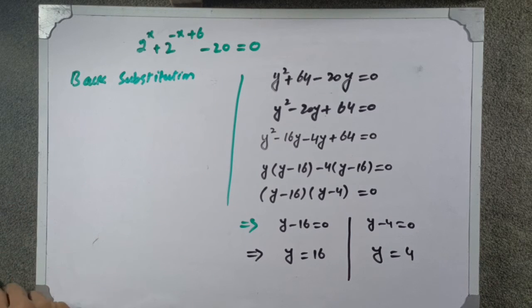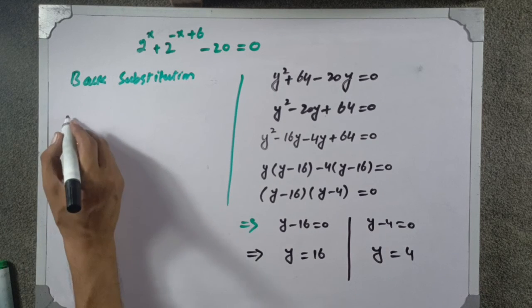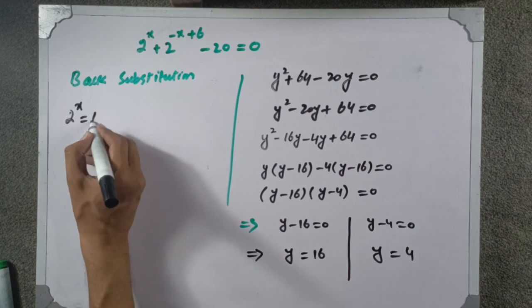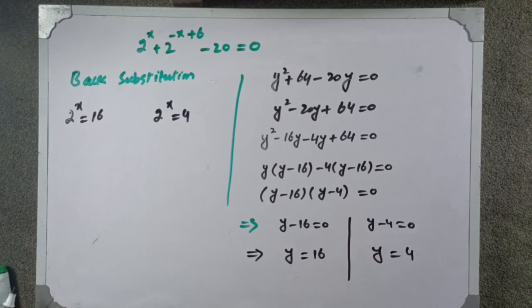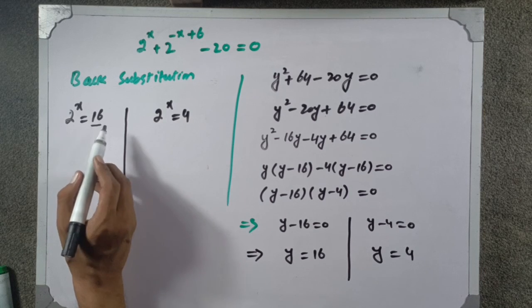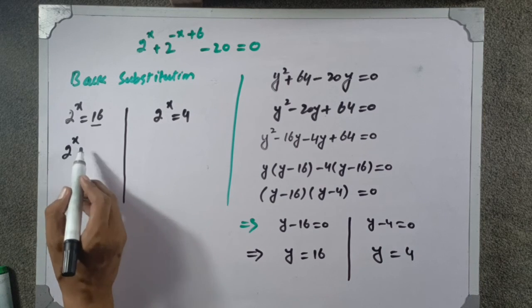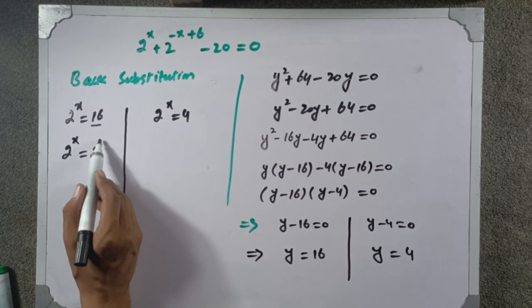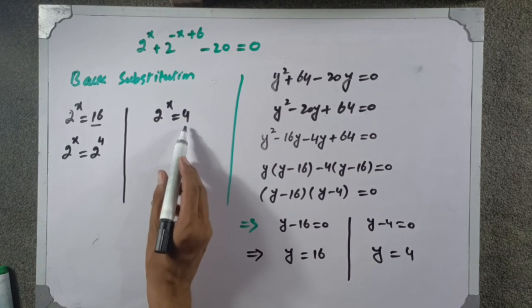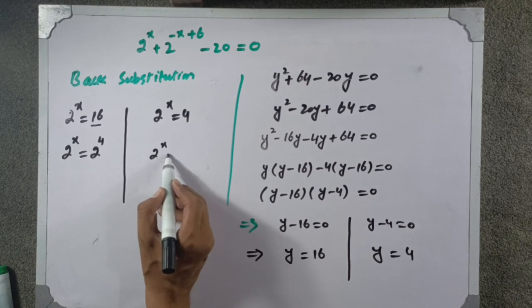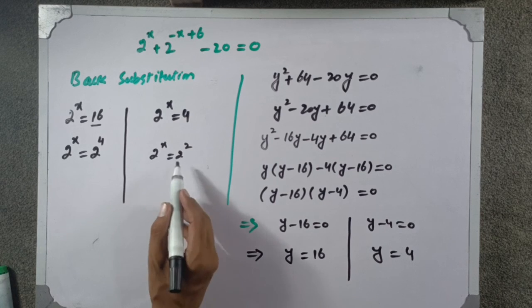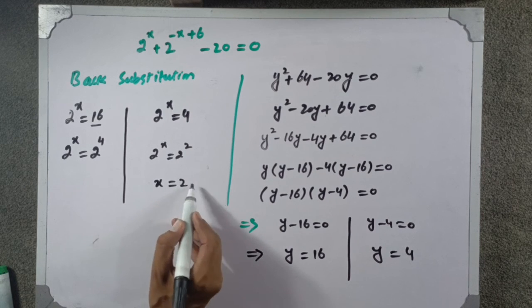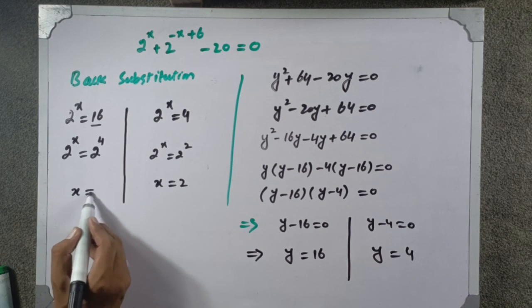By back substitution I can write 2 raised to power x is equal to 16 and 2 raised to power x is equal to 4, and this is the separator. Now how can we write 16? We can write 2 raised to power x is equal to 2 raised to power 4. And how to write 4? 2 raised to power x is equal to 2 raised to power 2. Since the bases are same, x will give me 2 and x will give me 4.